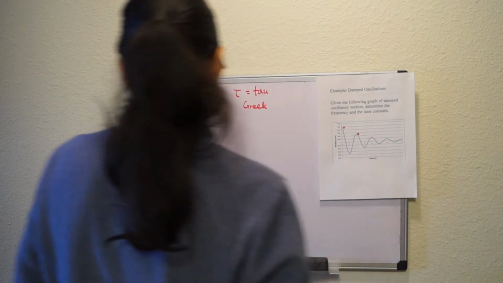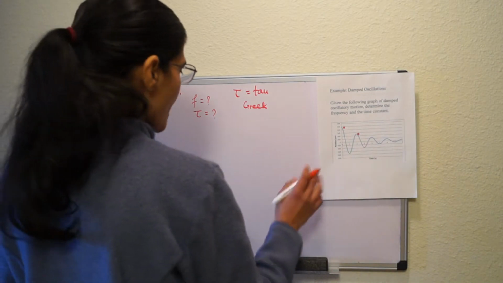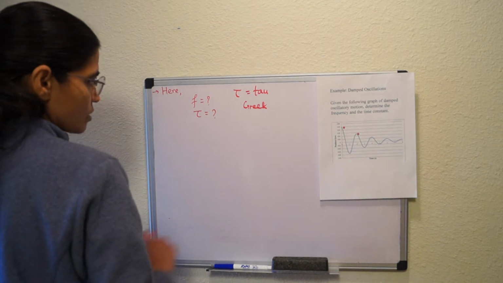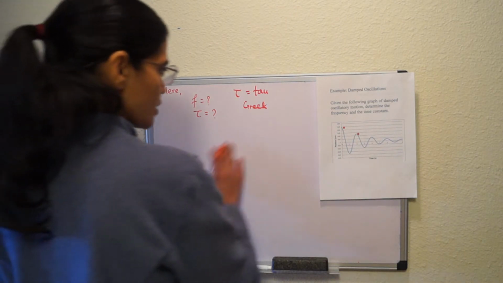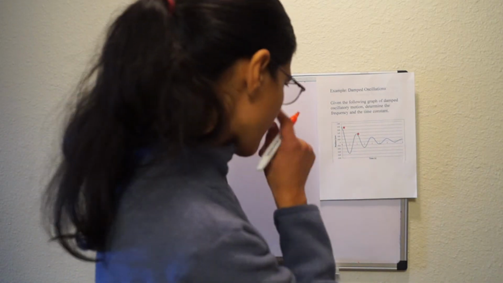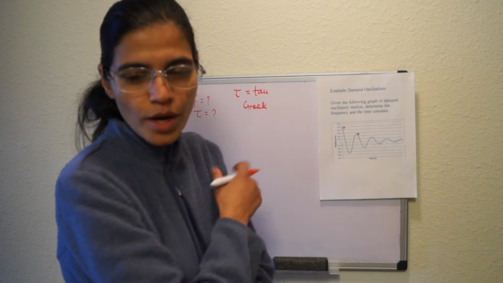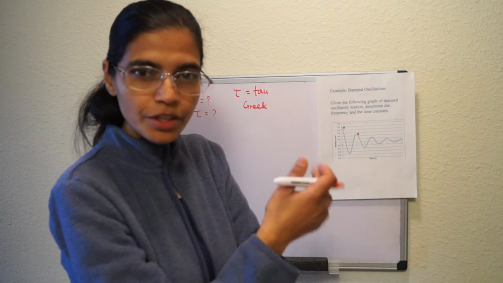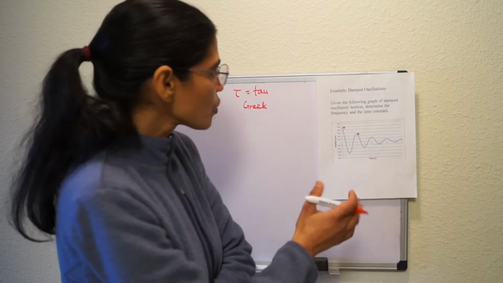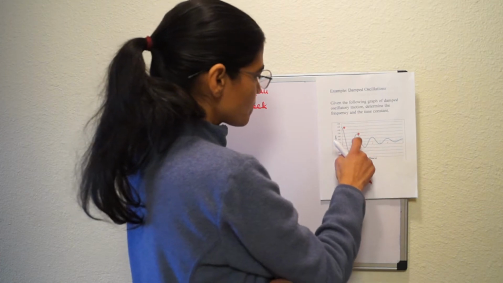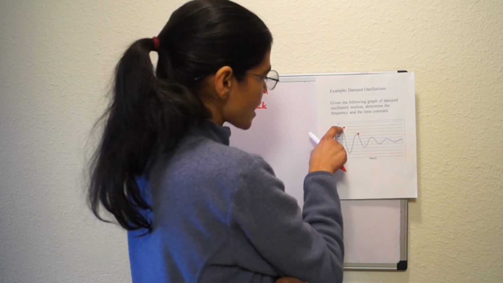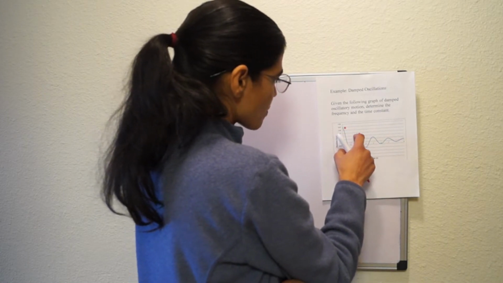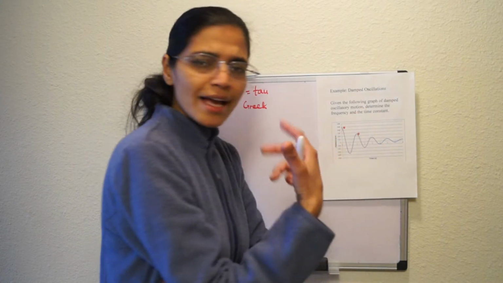Alright guys, from this graph here, how can we find frequency? What frequency really is, is the number of complete cycles per unit time. If we start from here, a complete cycle starts, goes down, and then goes up, and by the time you come to that peak, the cycle is completed.